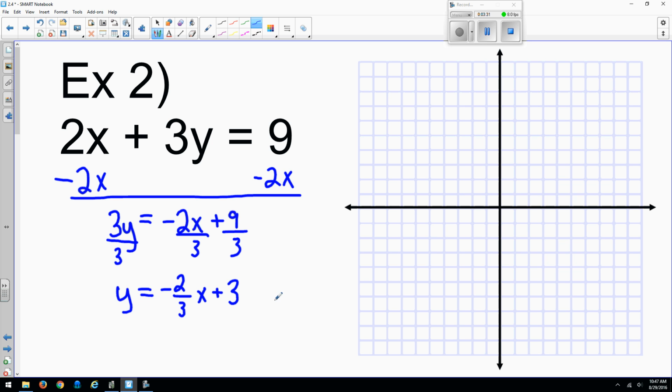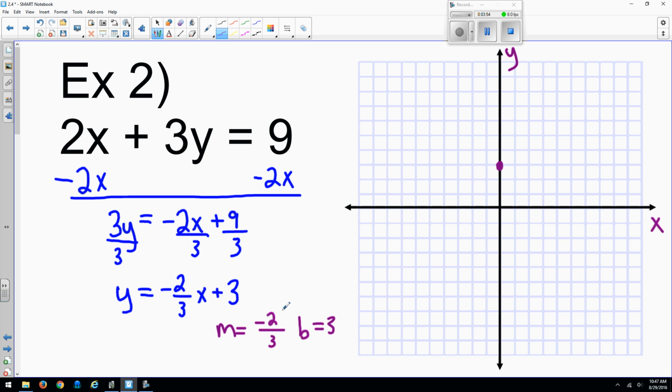So now I'm going to go ahead and graph this. As you can see, the slope is right here. Take the 2 seconds it takes to write this out. Slope is negative 2/3, y-intercept is a positive 3. So that's my starting point. Here's the y-axis, here's the x-axis. I'm going to start at 3 on the y-axis.